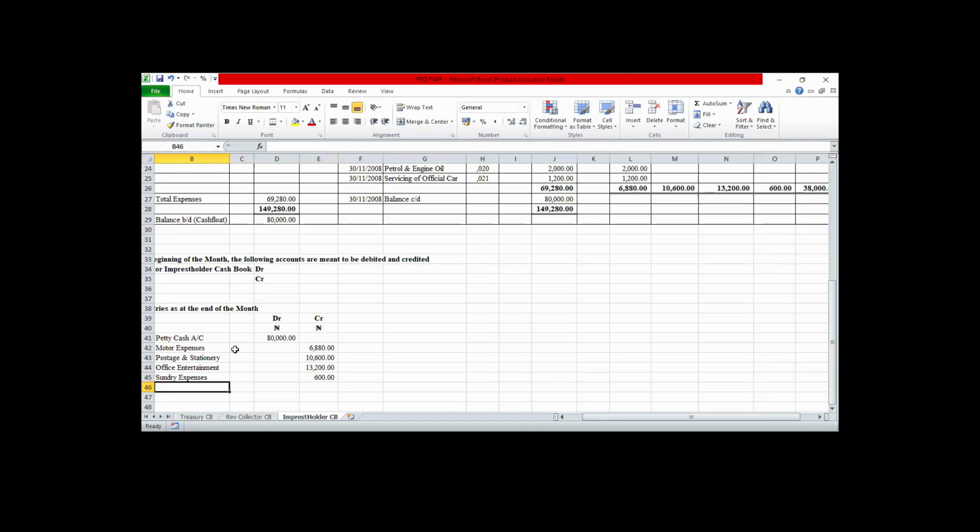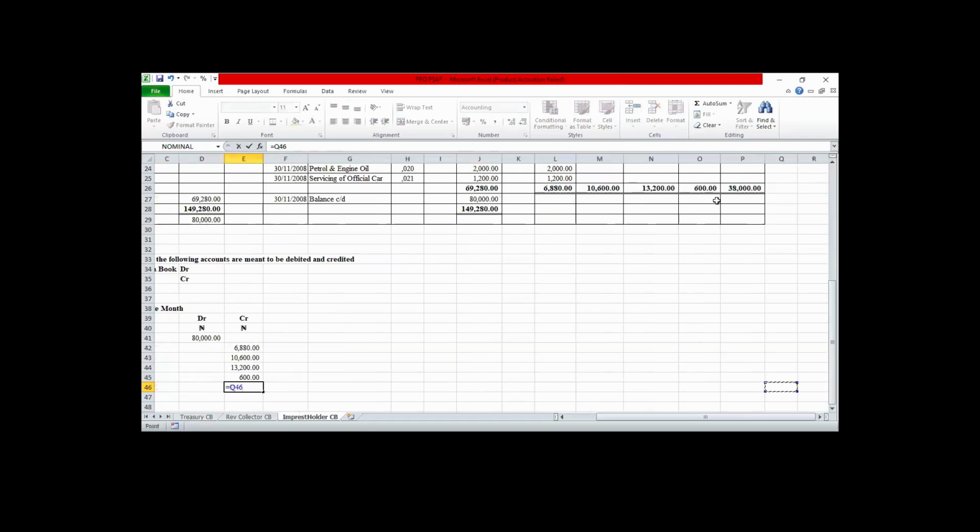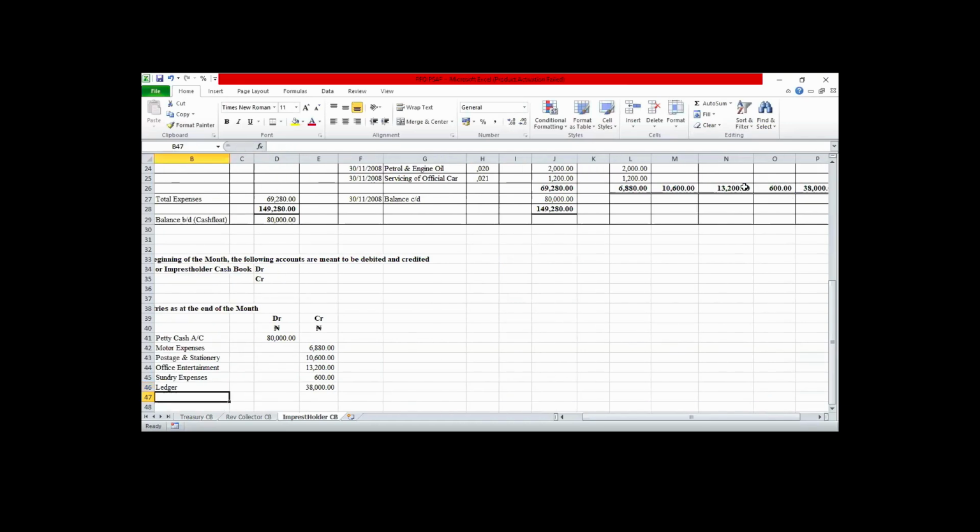The next one is called ledger column. How much do we spend? 38,000. Then cash account. How much is the balance at the end of the day? 10,000. Cash retired. How much is the cash you are meant to retire? 10,720.